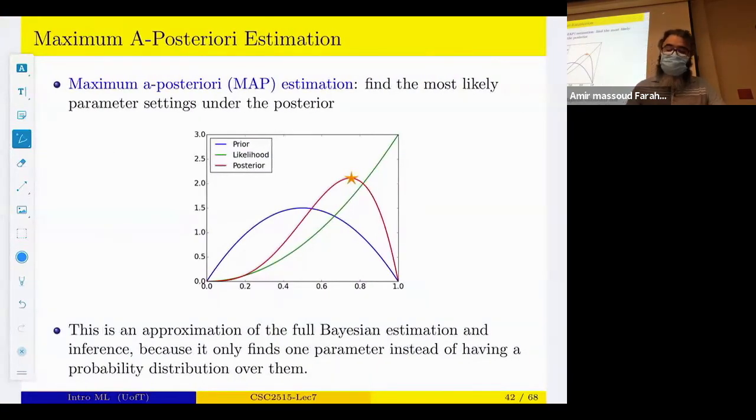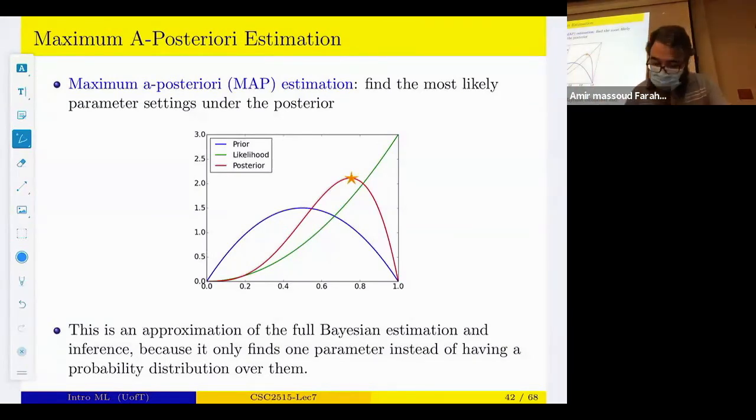Okay, so there is something in between the full Bayesian approach and maximum likelihood, and that is called maximum a posteriori estimation, or MAP estimation. MAP estimation is essentially saying, let's look at the posterior, but instead of considering the whole posterior distribution, find the point that maximizes the posterior.